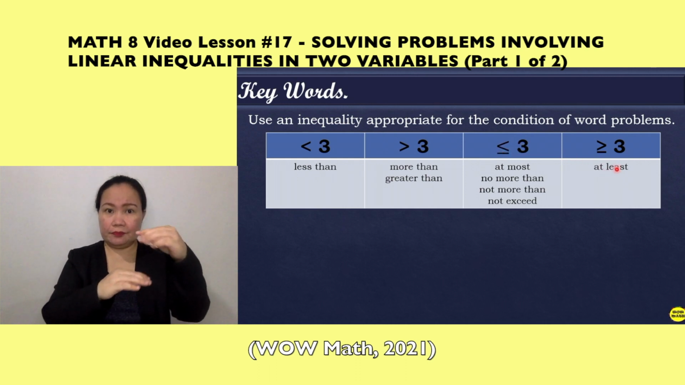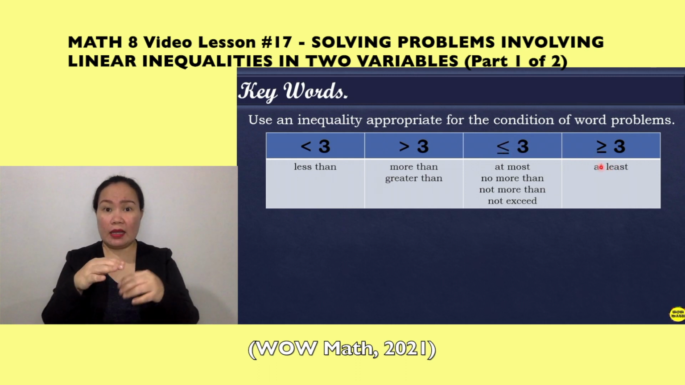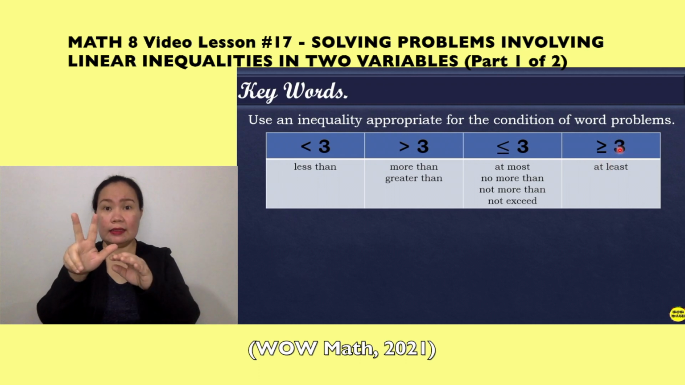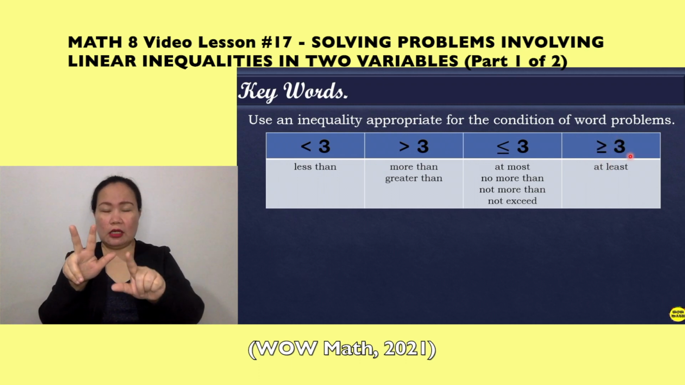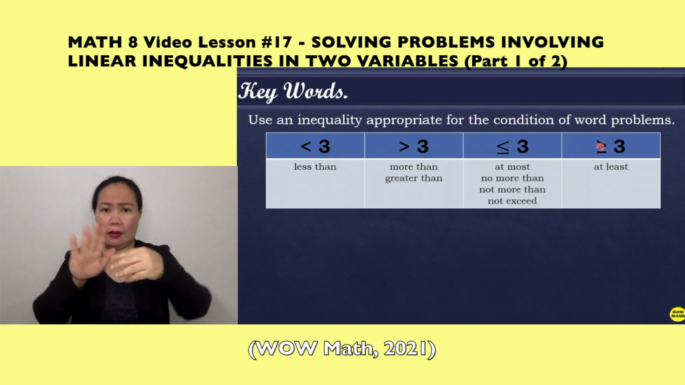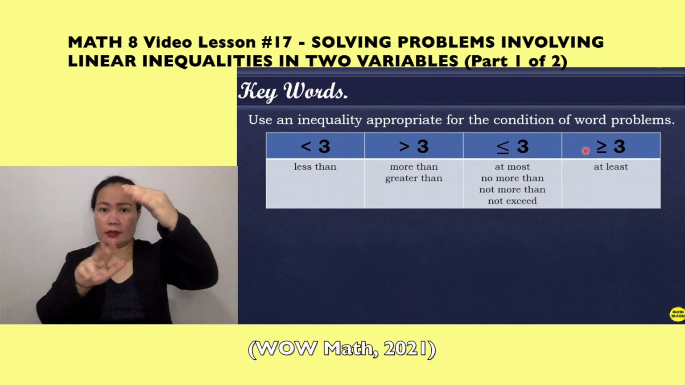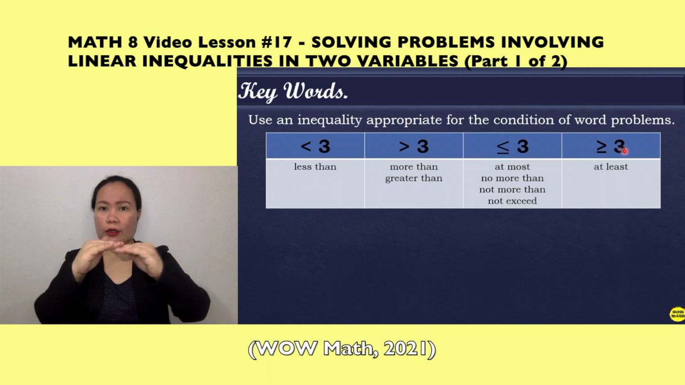And then at least, ibig sabihin, halimbawa, at least 3. So at least 3, ibig sabihin, 3 yung pinaka-mababa. So it can be greater than 3. Okay? Kaya ang symbol natin dyan, greater than, kasi it can be greater than 3. Okay? Kaya at least.